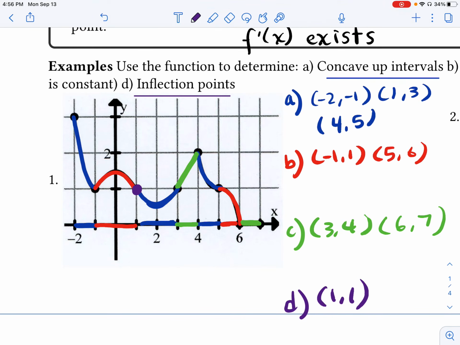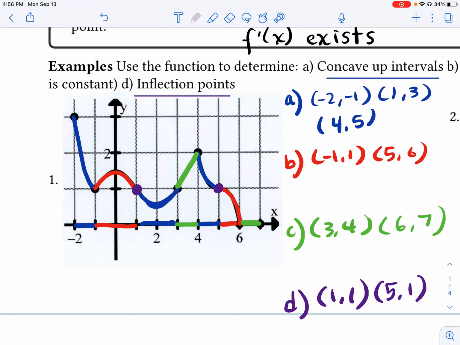So we change from negative to positive, or the second derivative changes signs from negative to positive, or we would say that we're going from concave down to concave up, and also at the point (5, 1). So concave up to concave down.